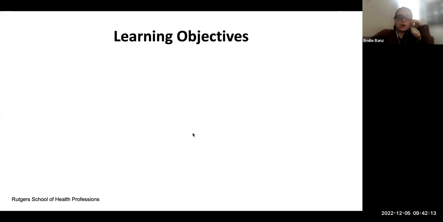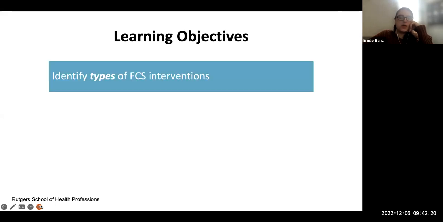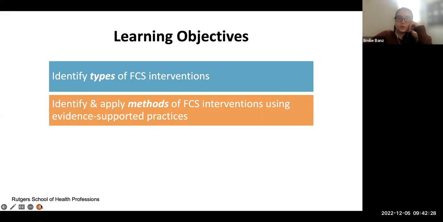So let's talk about this week and get into what we're going to talk about. In terms of the learning objectives, today we're going to identify the different types of interventions that can be used within foundational community supports. And then we're going to identify and apply methods of foundational community support interventions using evidence-based supported practices. Okay, so some of those evidence-based practices, I think we're going to talk about 4. I'm going to give you a little bit of an overview and some resources.